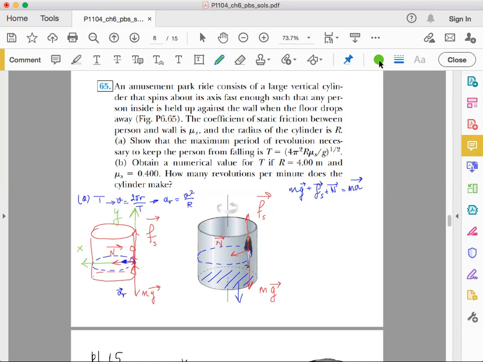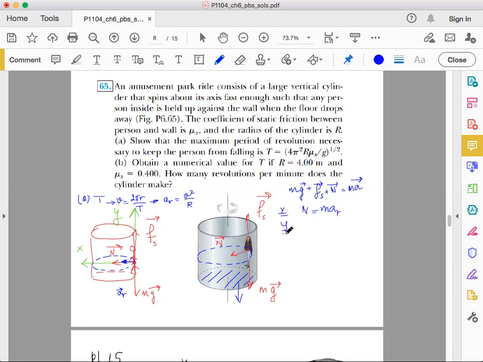And now what we will do is take the projection of Newton's second law onto the x and y axes. So let's start with the x-axis, for example. On the x-axis, the only force that acts on the person is the normal force N. So we can write down N equals the mass multiplied by AR, where AR is the radial component of the acceleration. That's it. We don't have anything else.